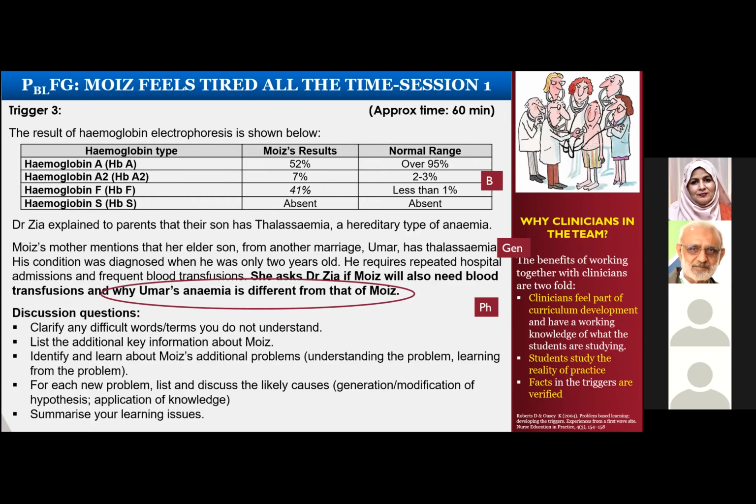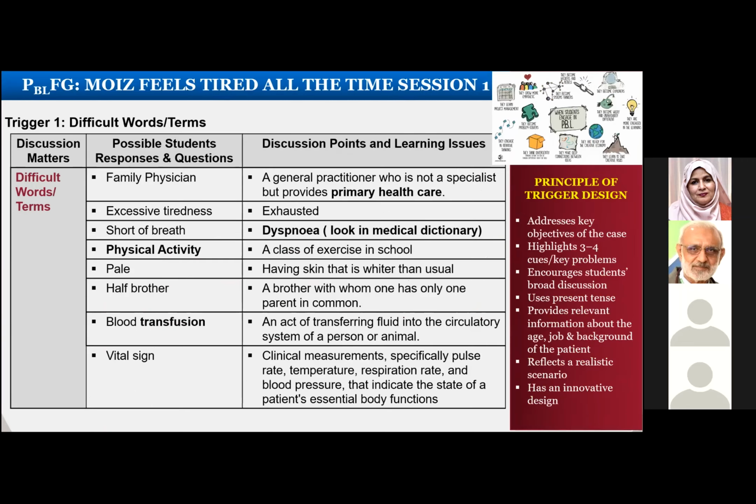Why Umar's anemia is different from that of Muis. Umar developed this anemia probably at the age of 2 years, while Muis developed it at the age of 8 years. Why is it different? Why does Umar need blood transfusion and why does Muis not need blood transfusion? So these are important questions, and the students will be thinking and discussing a lot about it. And then at the end, they will summarize their learning issues.